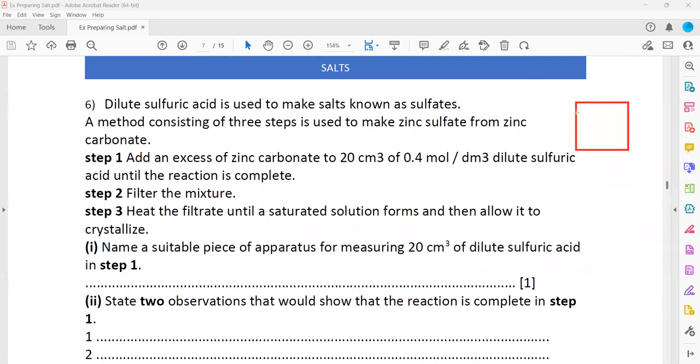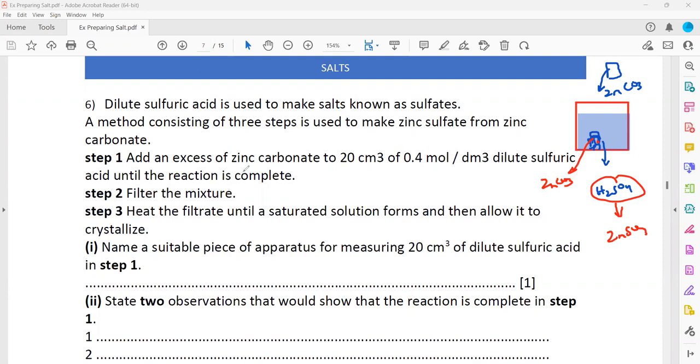Initially, we have sulfuric acid, H2SO4, and to this sulfuric acid, we add zinc carbonate. When we add zinc carbonate, initially the zinc carbonate reacts, but we add excess of zinc carbonate. So the moment we add excess, all of this sulfuric acid has turned into zinc sulfate solution. And the unreacted zinc carbonate will be left over.